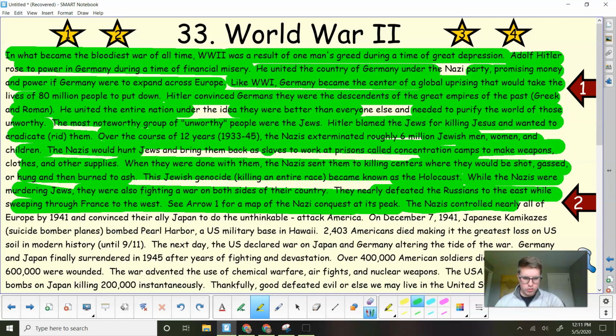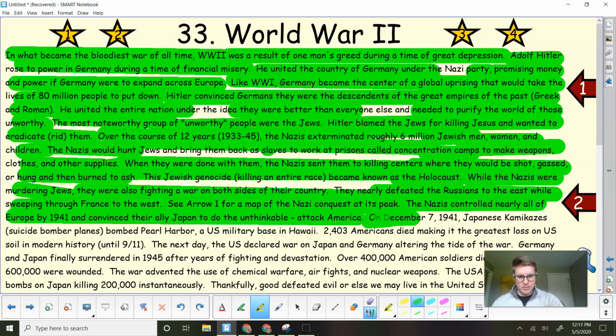The Nazis controlled nearly all of Europe by 1941, and they convinced their ally, that means their teammate, Japan, to do the unthinkable. Attack America. Yes, I know. Attack America isn't on American soil. On December 7th, 1941, that's a day that will live in infamy. That's what FDR said. The Japanese kamikazes.